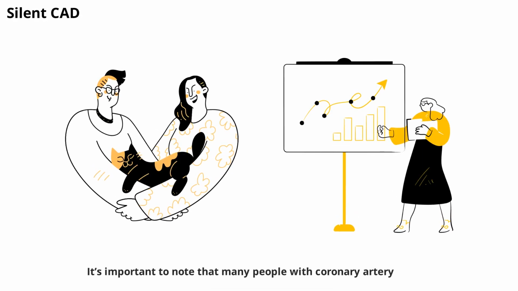It's important to note that many people with coronary artery disease don't experience any symptoms until the disease is quite advanced. This is sometimes called silent CAD. People with diabetes, in particular, may not feel typical chest pain due to nerve damage. That's why regular checkups and screening are crucial, especially if you have risk factors. Early detection can help prevent serious complications and improve outcomes.